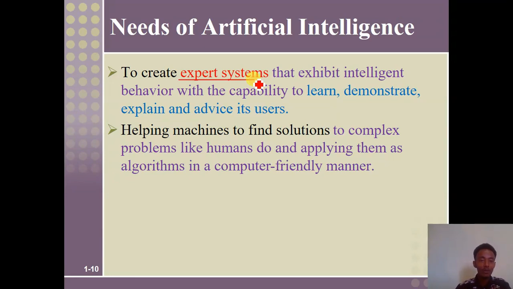So the main need, the fundamental need of our artificial intelligence, is to create the intelligent system which may exhibit intelligent behavior with the capability amala intelligent system ta'e kan qabu kan akka kan barachuu danda'u kan wantoota demonstrate agarsiisuu danda'u kan wantoota explain gochuu danda'u fi useroota isaa advise gochuu kan danda'u. Wanta kana qabaachuudhaaf artificial intelligence nu barbaachisa jechuudha. So helping machines to find solutions to complex problems like humans do and applying them as algorithms in a computer-friendly manner.